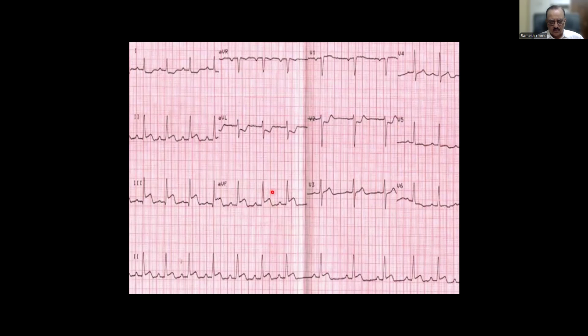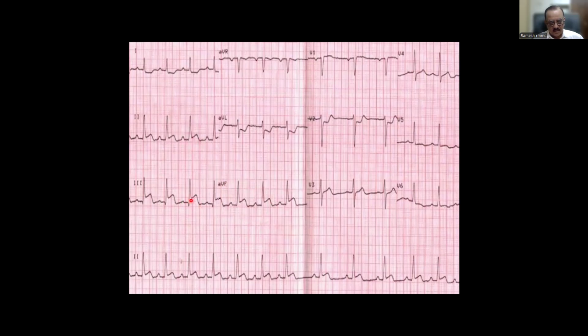Anyone is doubtful about the ST elevation here? Shall I take it as no one? Sir, what is the baseline for the ST elevation? Your PR segment is the baseline. This is the baseline. See, this is the baseline.